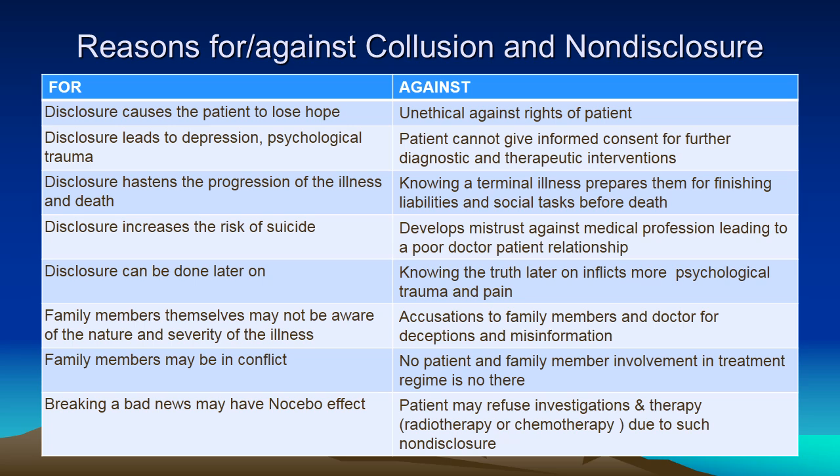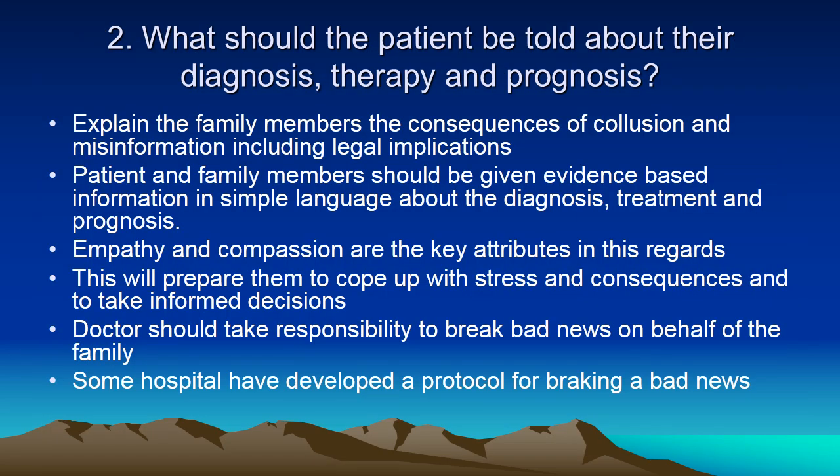There is no patient and family member involvement in the treatment regime when there is non-disclosure, and the patient may refuse investigation or therapy because he ultimately knows that he has not been told, and the disease was different from what they are now asking for. Due to such non-disclosure, the patient should be told. What should the patient be told about their diagnosis, therapy, and prognosis?